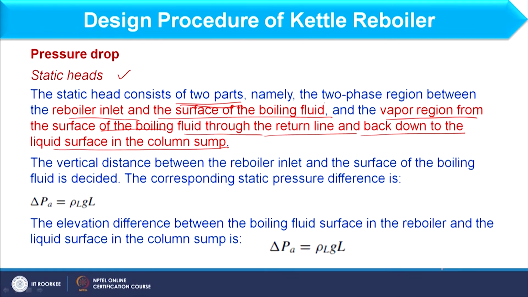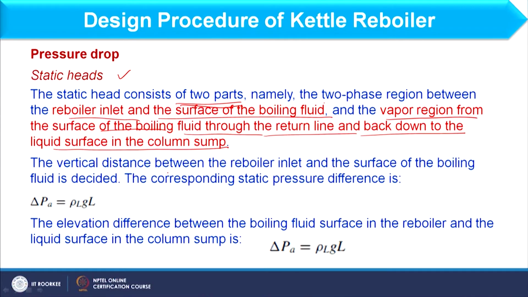Okay. So, from the upper layer of the liquid to the return pipe and then to the distillation column, whatever static head is there, we have to find out, and that is because of vapor. The vertical distance between the reboiler inlet and the surface of the boiling fluid can be decided. It means the height of weir plus the height of feed line. If I know that height, we can find out static head using rho g L.